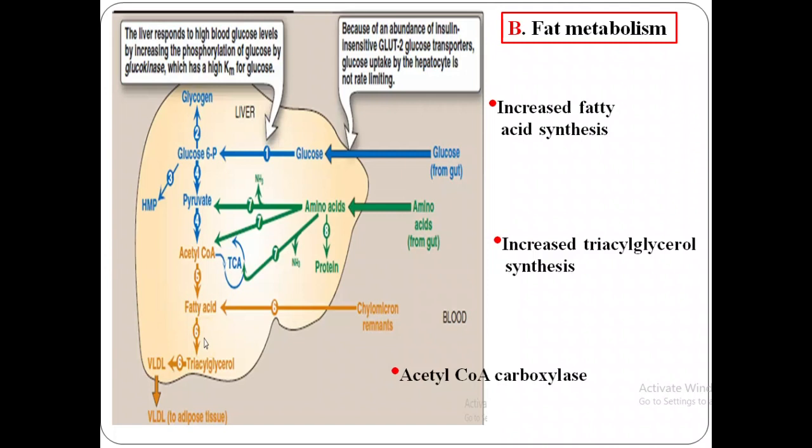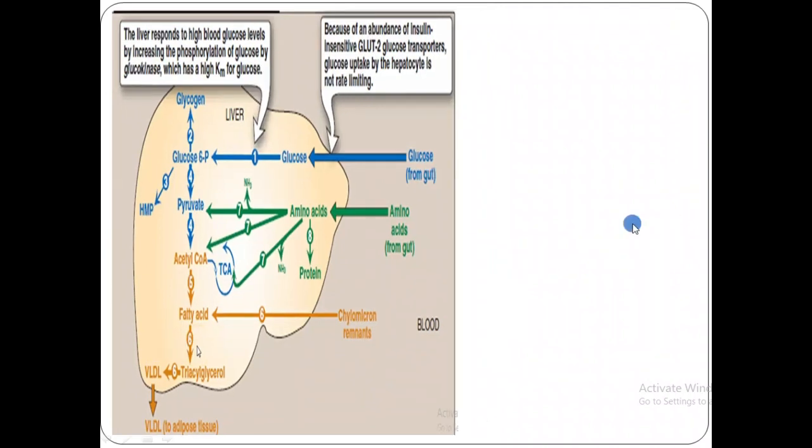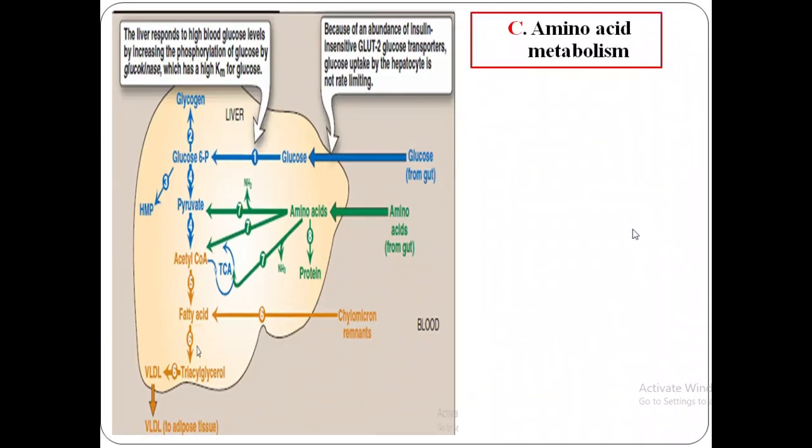The liver packages triacylglycerol into very low density lipoprotein or VLDL particles that are secreted into the blood for use by extrahepatic tissues, particularly adipose and muscle tissues. Now we will see how the amino acids are metabolized in the liver in fed state.